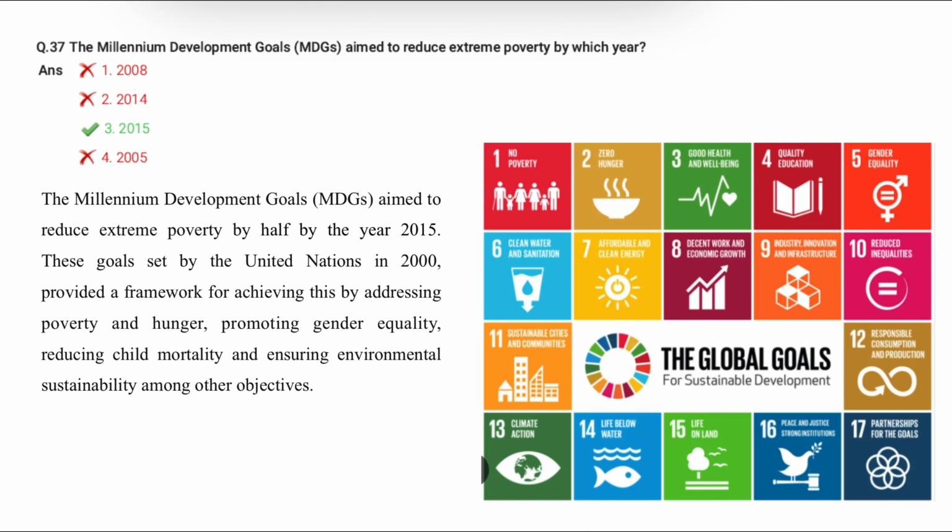Question number 37. The Millennium Development Goals aim to reduce extreme poverty by which year? The correct answer is 2015. The MDGs aim to reduce extreme poverty by half by the year 2015. These goals, set by the United Nations in the year 2000, provided a framework for achieving this by addressing poverty and hunger, promoting gender equality, reducing child mortality, and ensuring environmental sustainability, among other objectives.